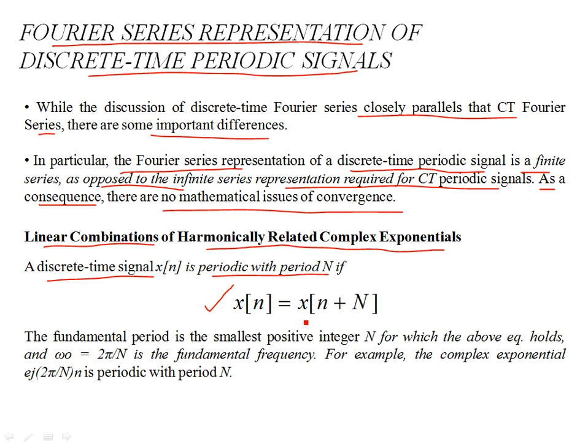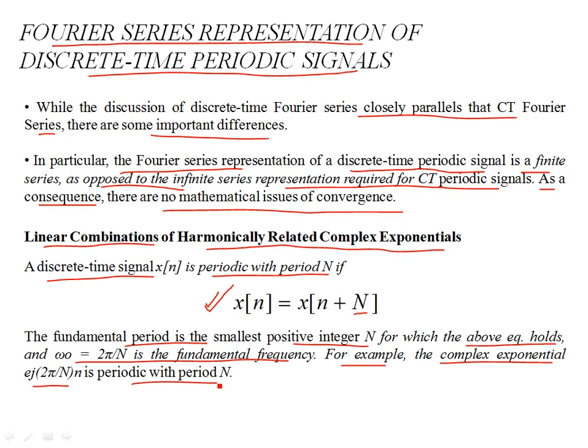For a discrete time sequence, if it is periodic, there must exist a positive integer capital N for which this relationship holds. The fundamental period is the smallest positive integer N for which the above equation holds valid, and omega naught equals 2 pi by N is the fundamental frequency. As an example, if you consider the discrete complex exponential of the form e^(j2πn/N), then it is periodic with period N.